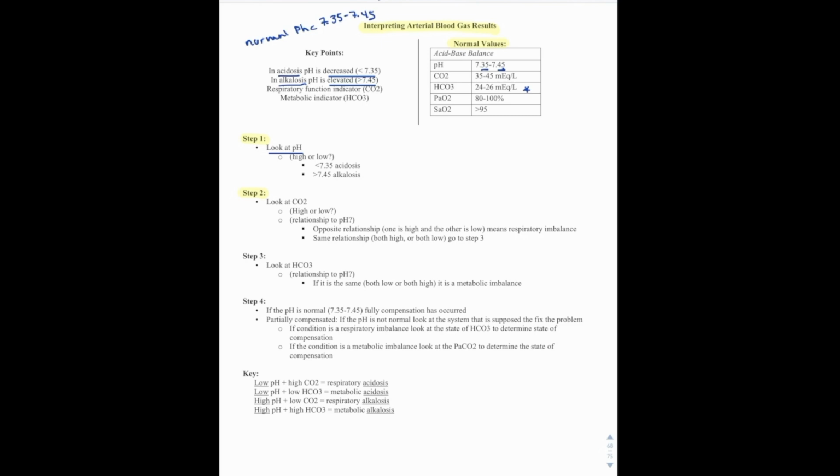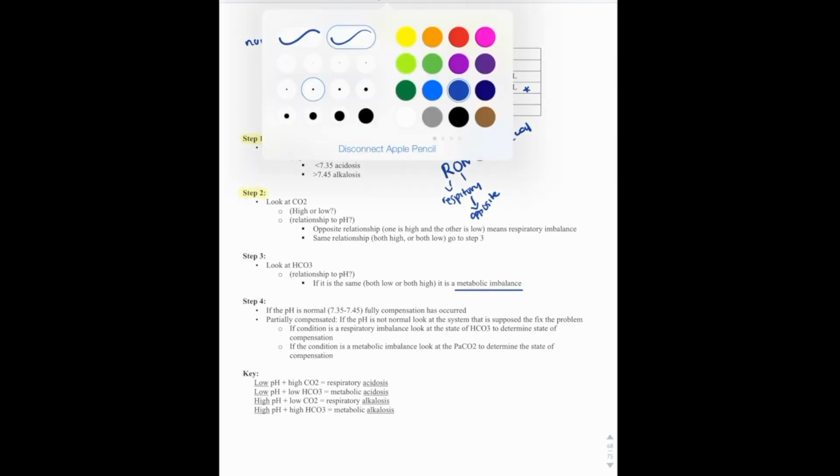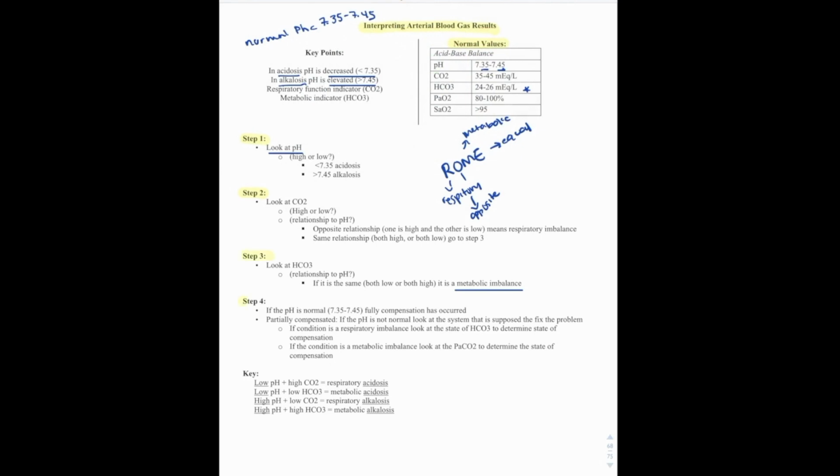So a way to remember this is something called ROME. And this stands for respiratory, opposite, metabolic, equal. Okay, so if it's opposite, it's respiratory. If it's the same, we're going to go on to step 3. Most likely metabolic, but it is not always metabolic. All right, so we're going to look at the HCO3 and what the relationship is to the pH. So if it's the same, both low or both high, it's a metabolic imbalance. All right, so let's move on to step 4.